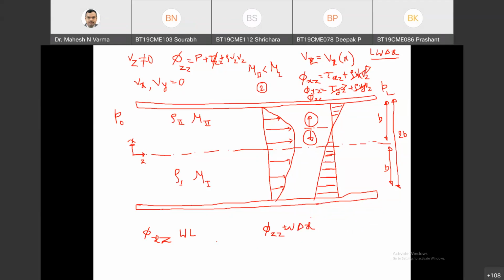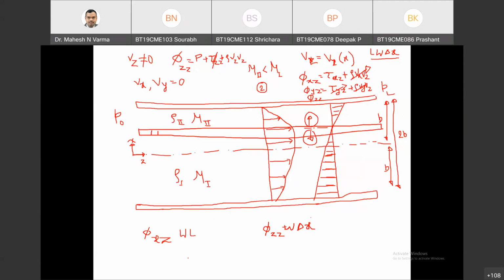So what is the momentum coming into my differential shell? This is my differential shell, L into W into delta X. What is the rate of momentum coming into my differential shell in X direction?